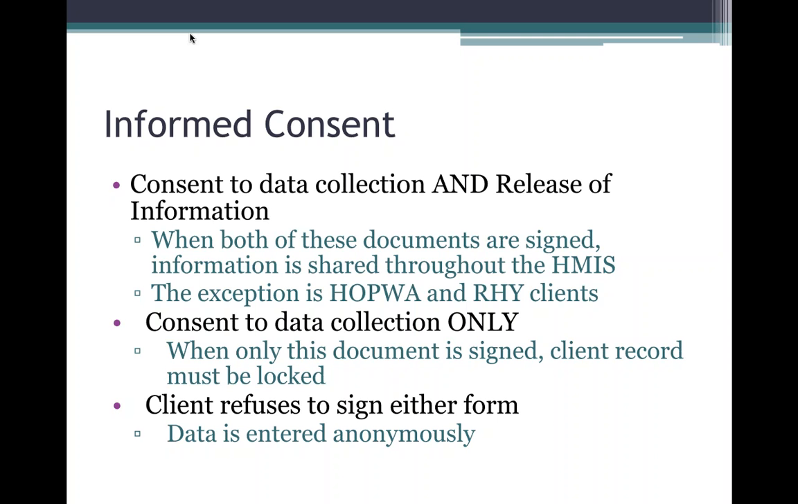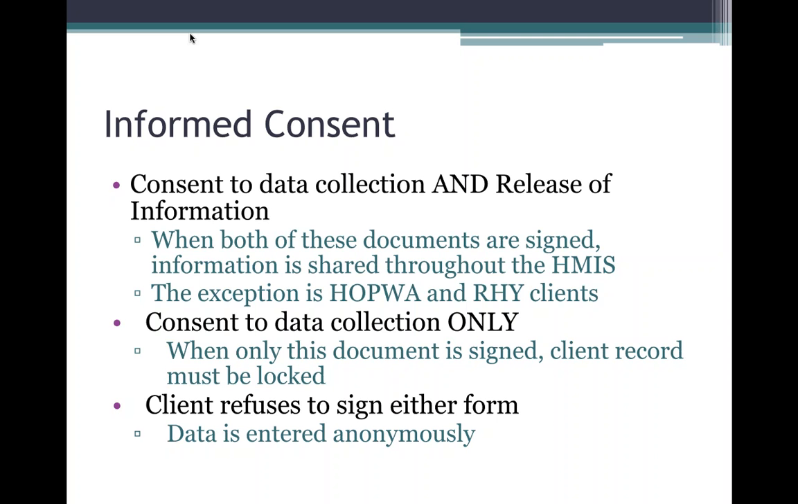If a client only signs the consent to data collection, then that means that their client record must be locked in ServicePoint, which is a relatively simple process. And that means that their data won't be shared outside of the project serving them and its associated provider, and then the people who are above what we call the provider tree in the system. So CoHio staff, DSA staff, Bowman staff, which is really just for software and data management.